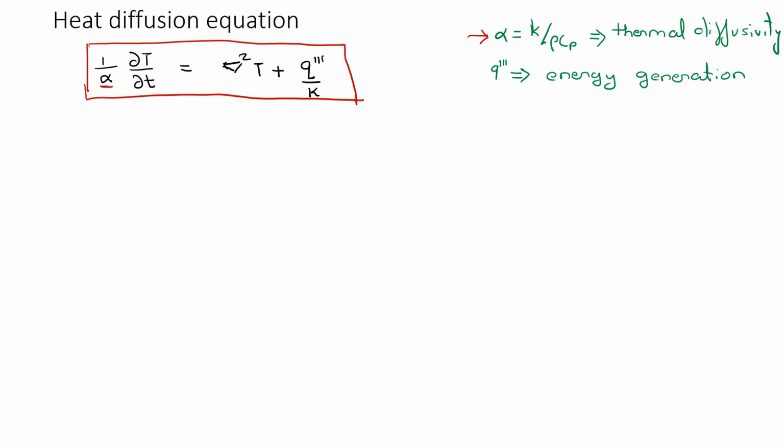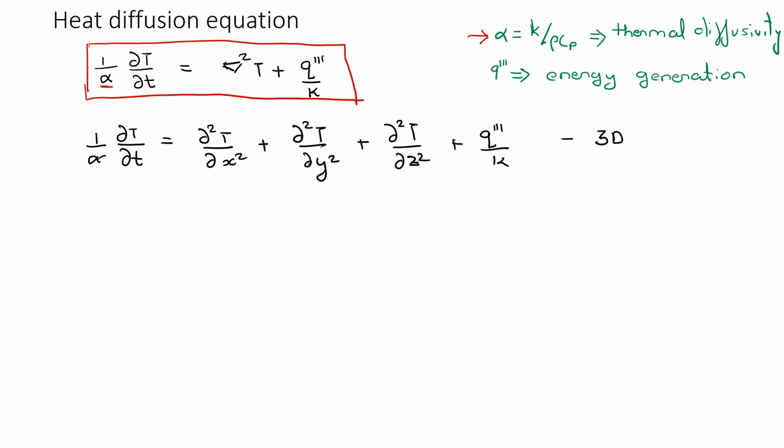equals del square T, where del square T is the partial derivative of the temperature with respect to the spatial coordinates x, y, and z, and it's the second order derivative, plus the heat generation term, or the volumetric heat generation term, divided by the thermal conductivity of the material. So how does this equation look when we expand the del operator? So it looks like this.